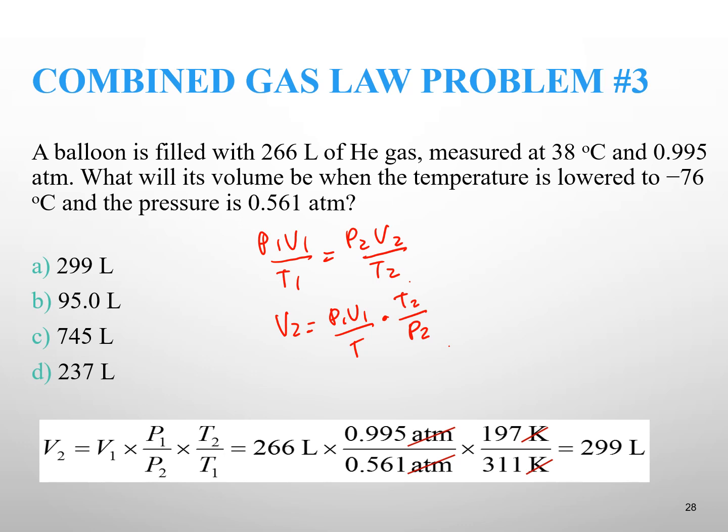Okay, and then we also make sure the 38 degrees Celsius is turned into Kelvin, and negative 76 Celsius is also turned into Kelvin. So these are the values here. So 197 is going to be our temperature 2, and 311 is going to be temperature 1. And our answer is going to be 299 in liters.